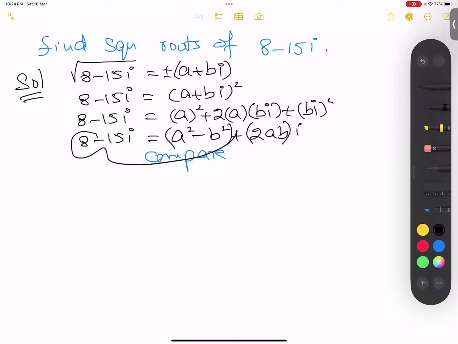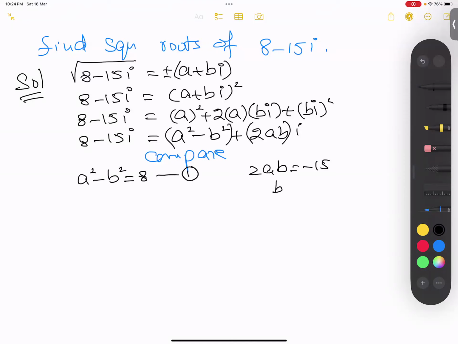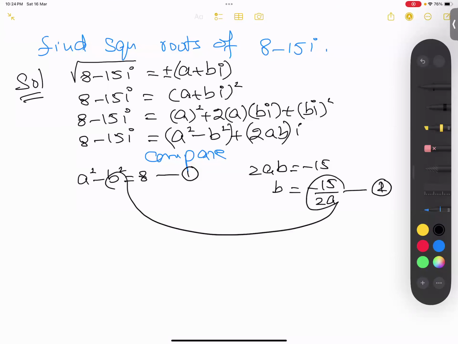So this is equal to this, and -15 is equal to that. I get a square minus b square is equal to 8, equation number 1, and 2ab is equal to -15. I can make any subject, but b is okay. b equals -15 by 2a, equation number 2. This value I'm going to plug in here.